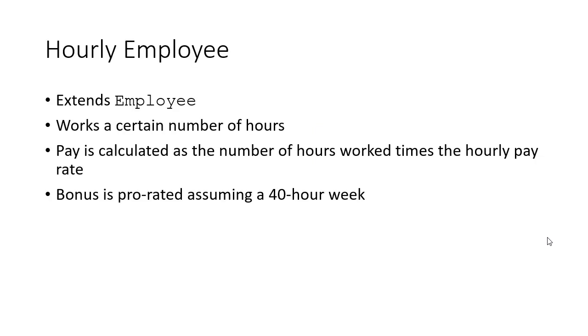So the hourly employee is going to extend employee, and we're going to add an attribute for the number of hours that the employee worked. We'll use this to calculate their pay by multiplying their pay rate times the number of hours they worked. We'll calculate the bonus prorated over a 40-hour week. So whatever portion of a 40-hour week they work, that's the portion of the bonus they'll receive.